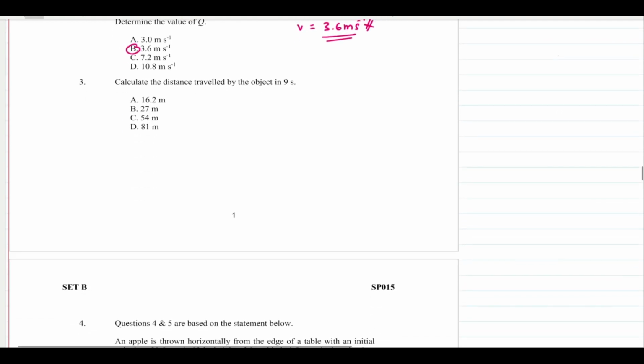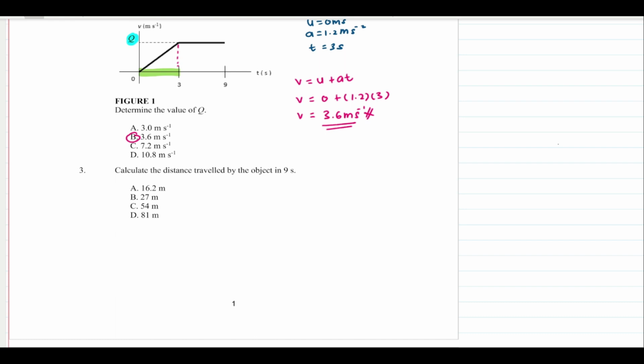Okay, next. So, calculate the distance traveled by the object in 9 seconds. Okay, so graph V against T. So, remember that the area under the VT graph, okay, area under VT graph, okay, akan bagi you nilai distance travel. Okay, so ingat displacement dengan distance, apa bezanya? Okay, kalau awak punya area under the graph, contohlah, okay, dia ada melibatkan contoh V against T. Contohlah graph awak macam ini.